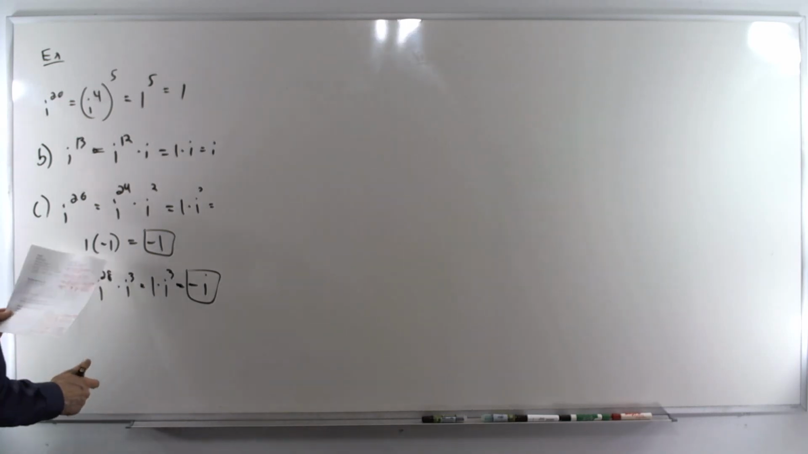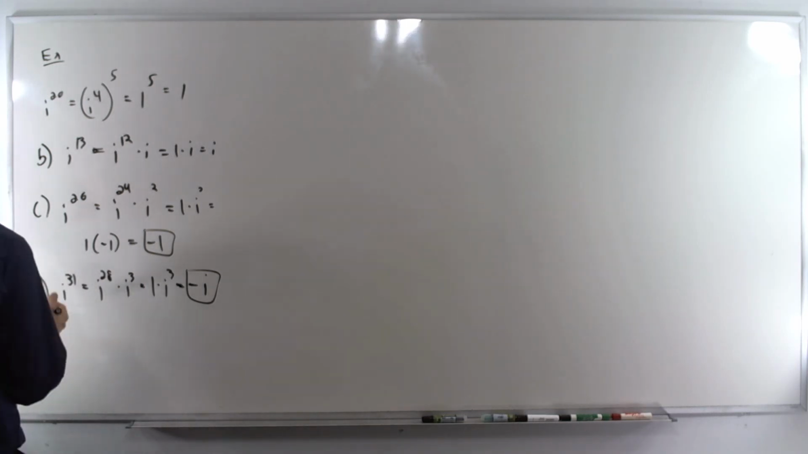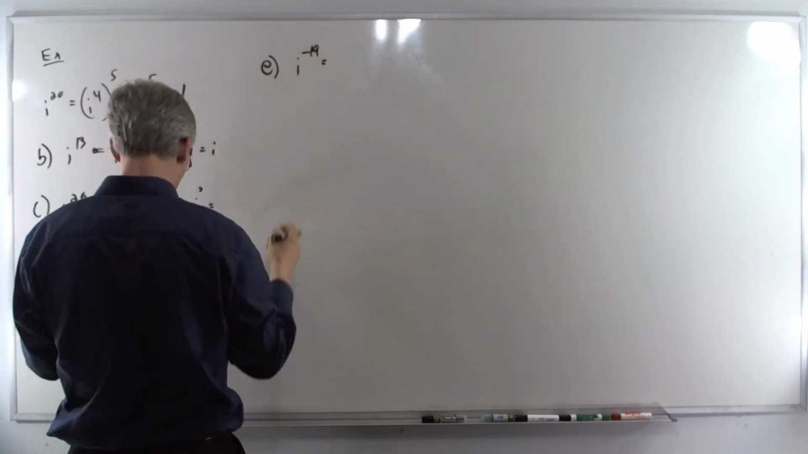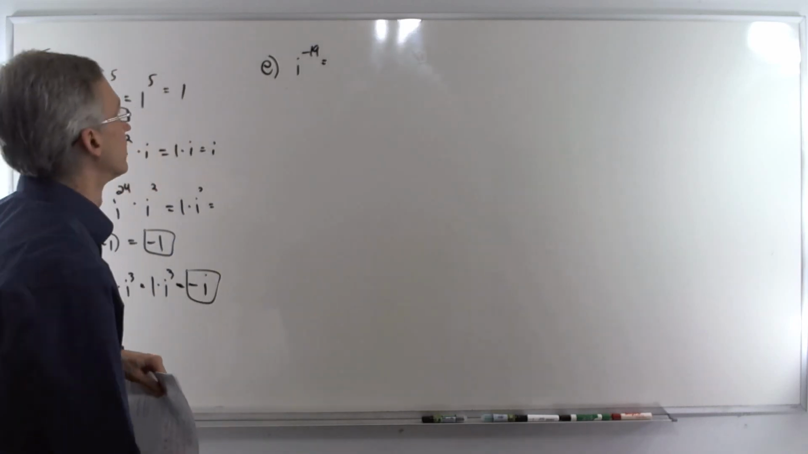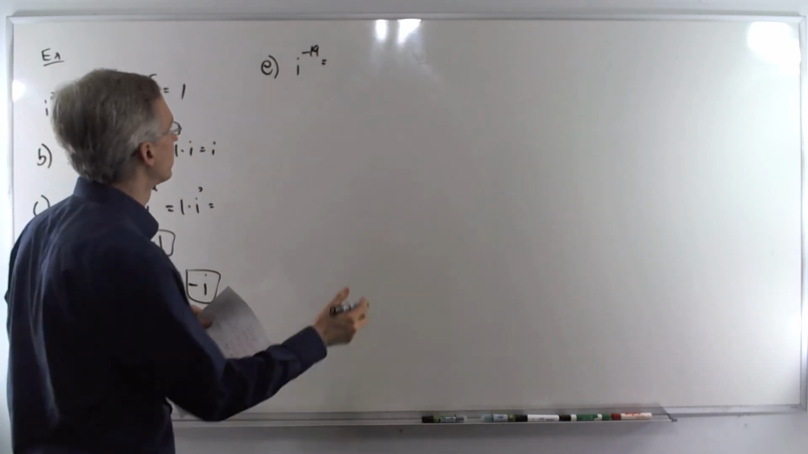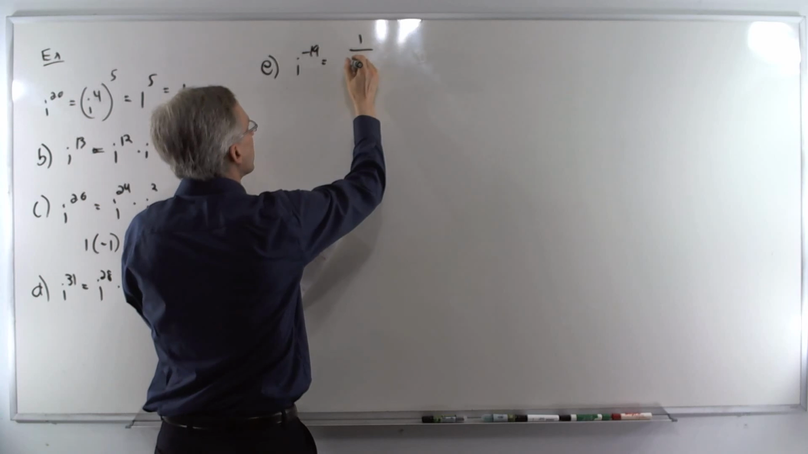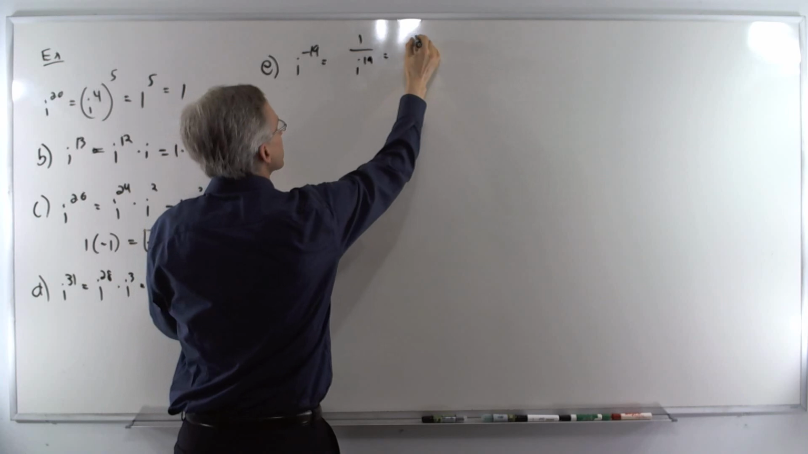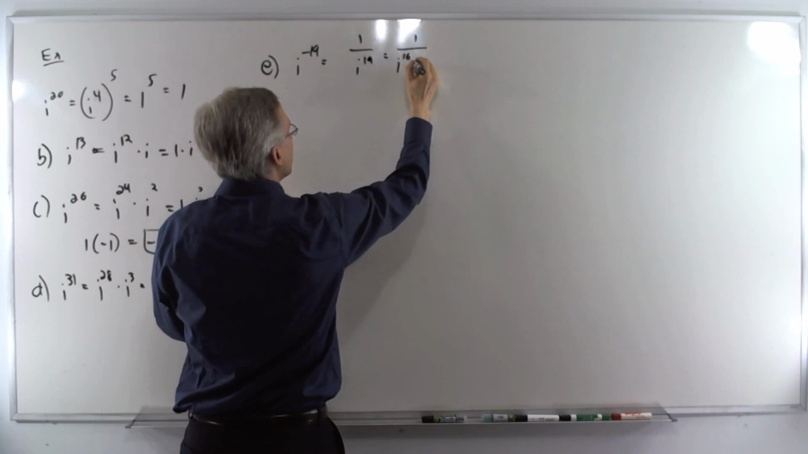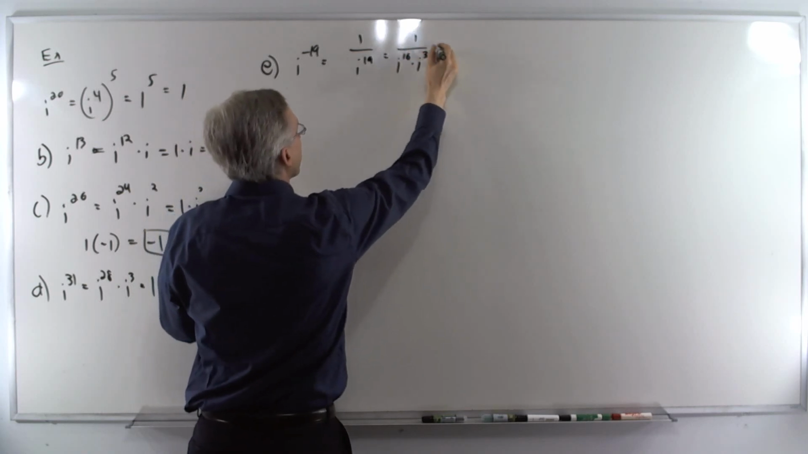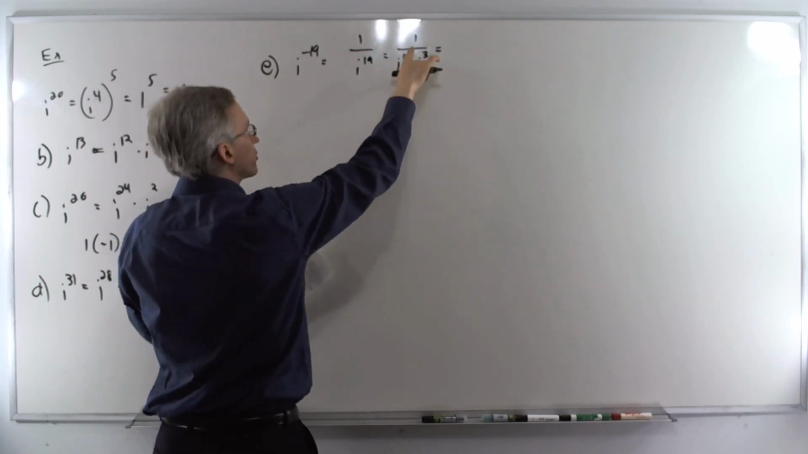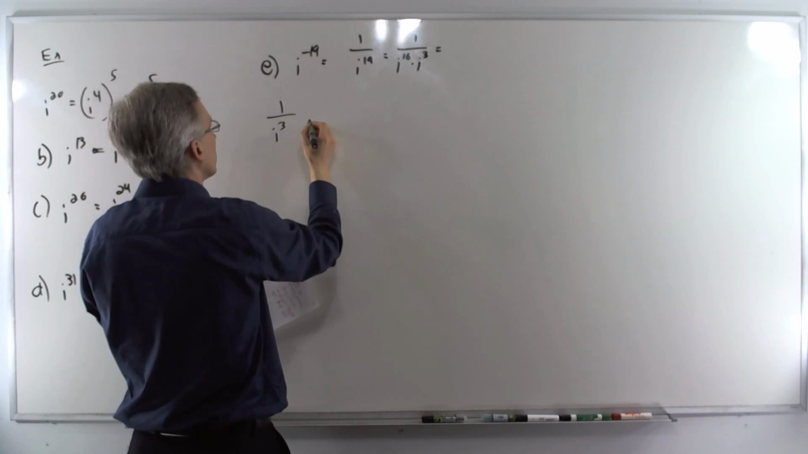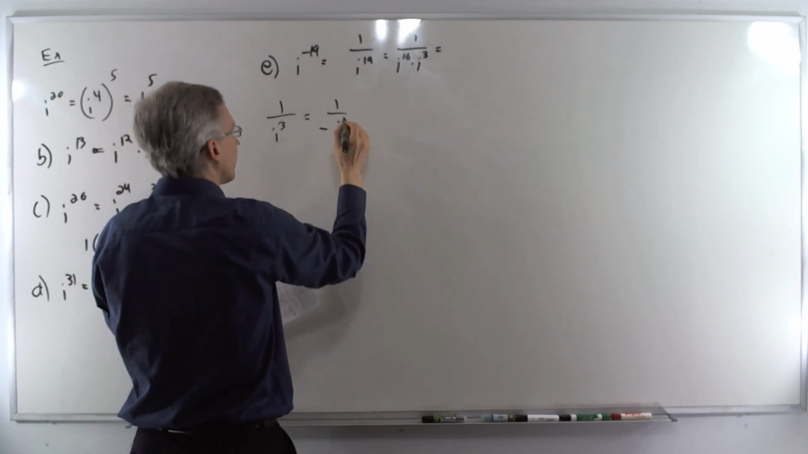And now let's try a negative exponent. So we're here, e, i to the -19th power. Right, so we're going to use the definition of negative exponent. That'll be 1 over i to the 19th, which is 1 over i to the 16th times i to the 3rd. And here's our multiple of 4, so that's 1. So that gives us 1 over i to the 3rd, which equals 1 over -i.